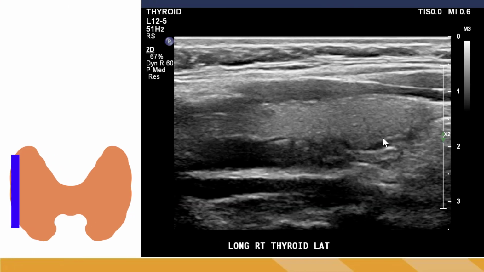Now we are going to switch into the longitudinal plane, and we are going to work from the outside to the inside. So we are starting at a long right thyroid lateral position, which we are just getting the very edge of the thyroid in this image. If the thyroid hangs over the carotid artery at all, you'll most likely see that also in your longitudinal lateral image.